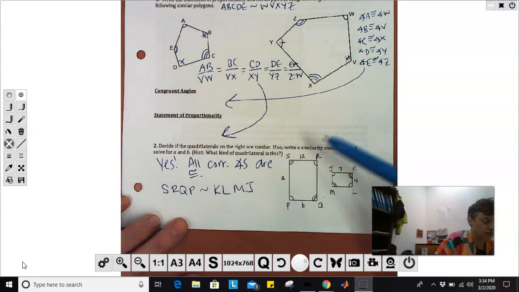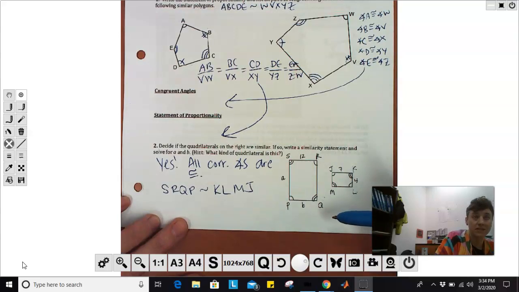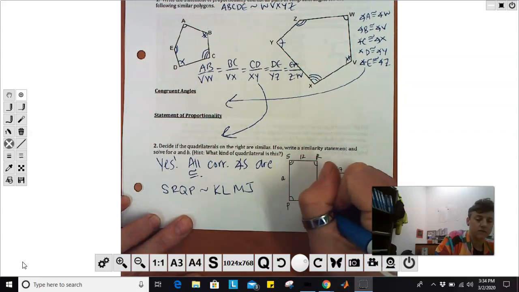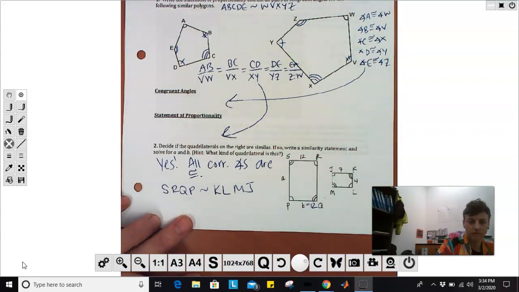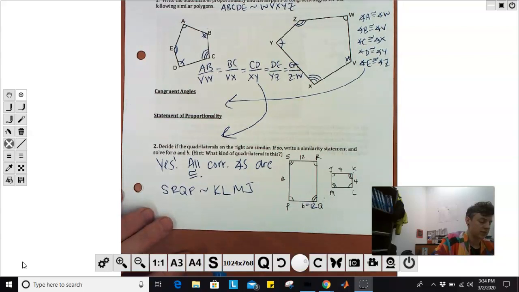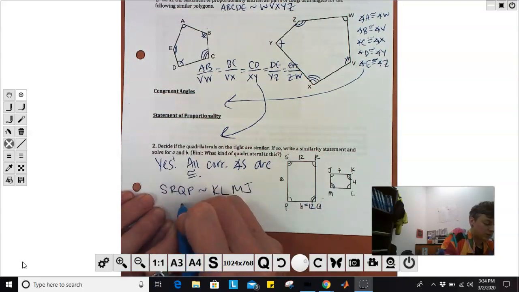Okay, well, if this is a parallelogram, because opposite angles are congruent to each other, then we know opposite sides are congruent, because that's also true of parallelograms. So we know this guy is already 12. We don't have to work too hard there. We do, however, need to figure out A by using our proportionality statement. So let's set it up.